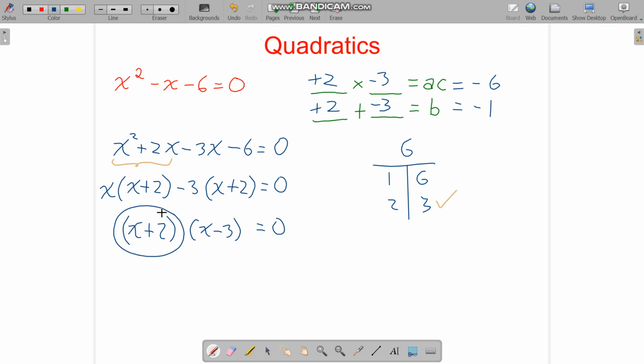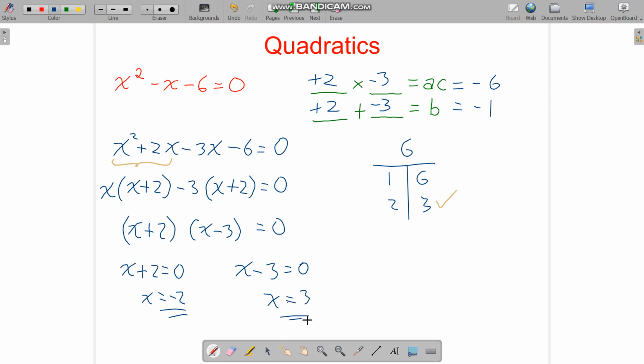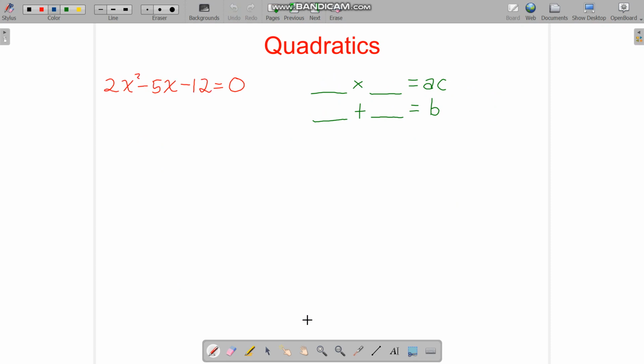So if we have something times something equals 0, there can only be two possibilities. The first thing equals 0, or the second thing equals 0. So in this case, x equals minus 2, and in this case, x equals 3. We have two solutions. Let's try it again.